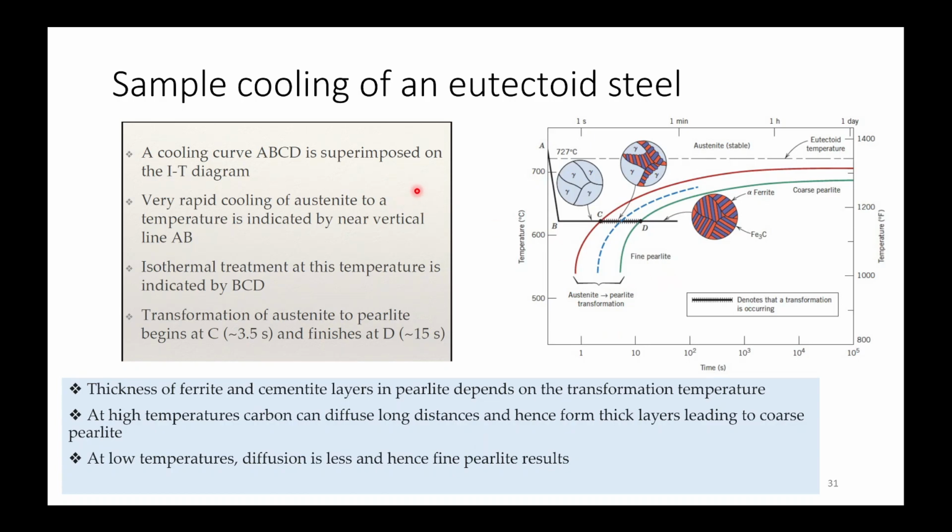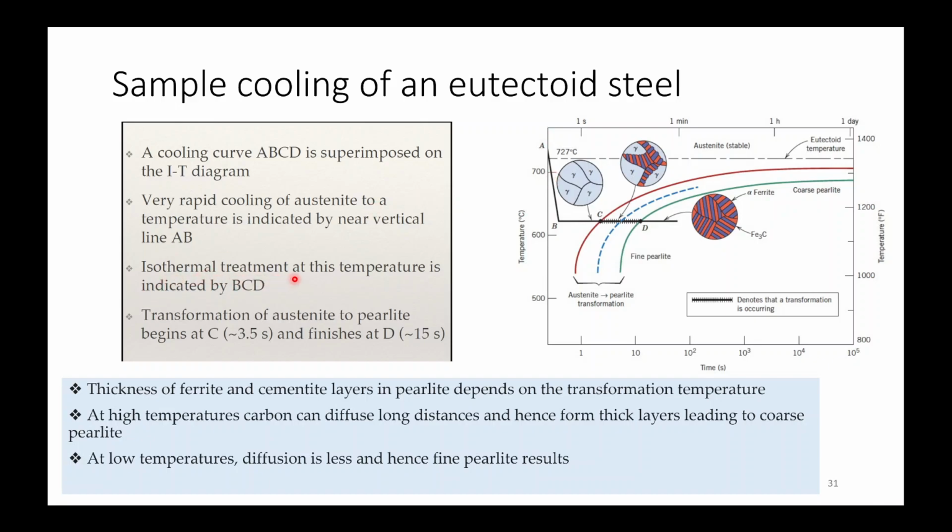So for the cooling curve, we are taking one particular cooling curve. Here, A, B, C, D, in the CD as it's shown with vertical lines, this is where your transformation is taking place. The cooling curve ABCD is superimposed on the TTT diagram, and very rapid cooling of austenite to temperature is indicated by the near vertical line AB.